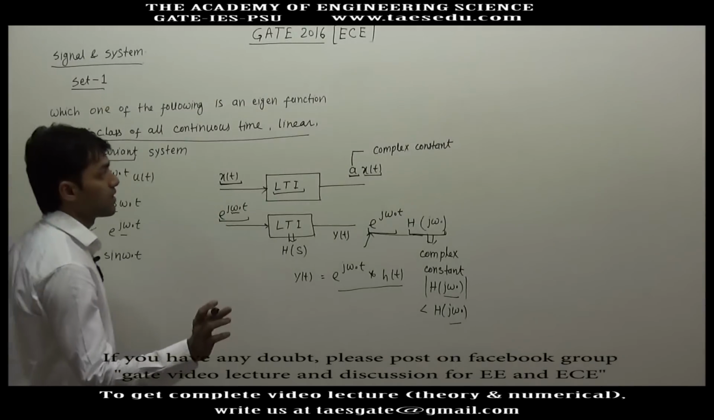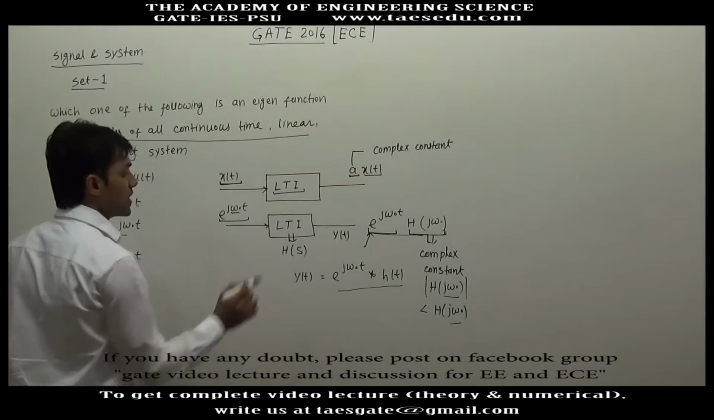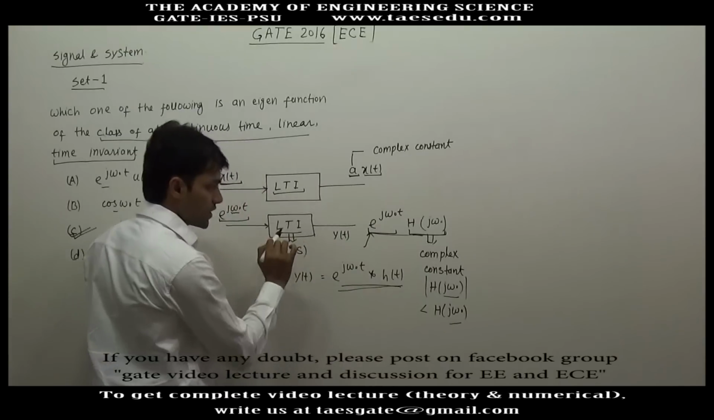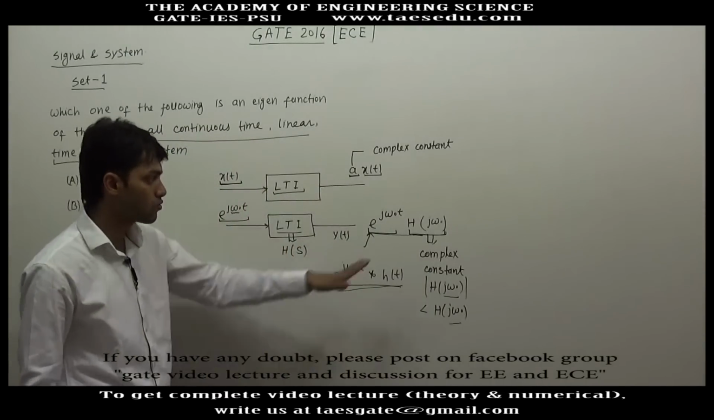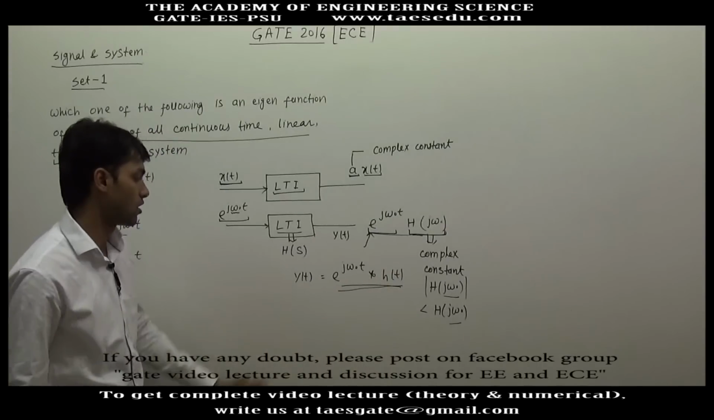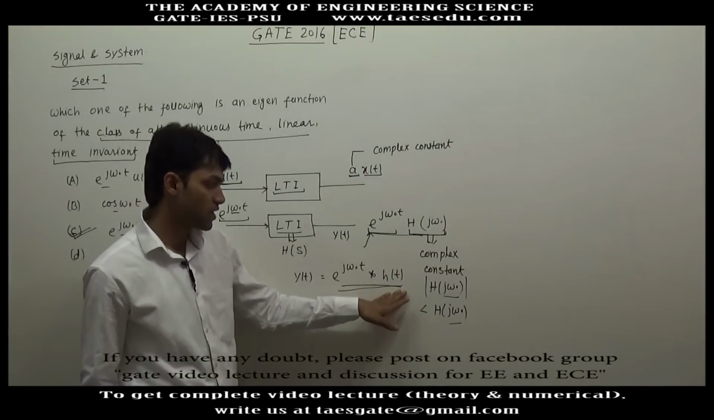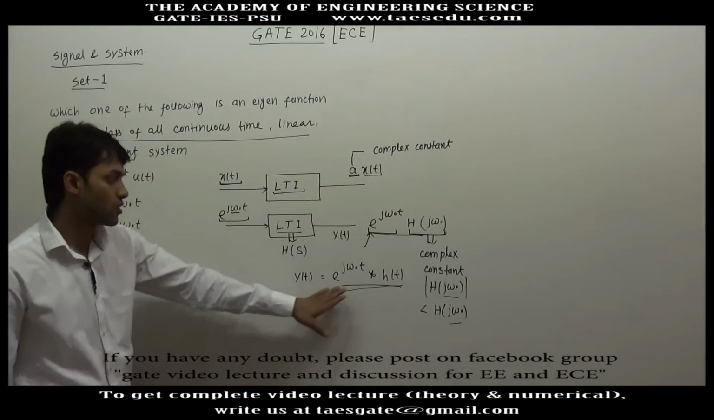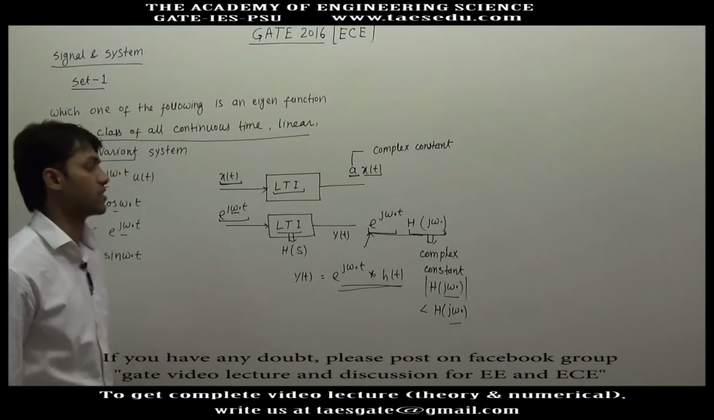Since we have been asked about an LTI system, for an LTI system we can use the formula of convolution to find the output. The output will be the input convolved with the impulse response. If the system is not LTI, we cannot use the formula of convolution.